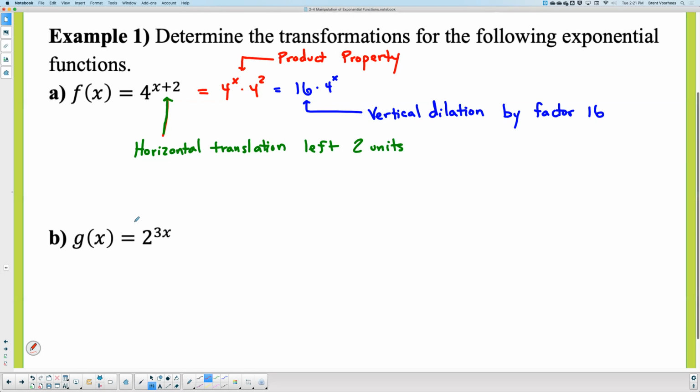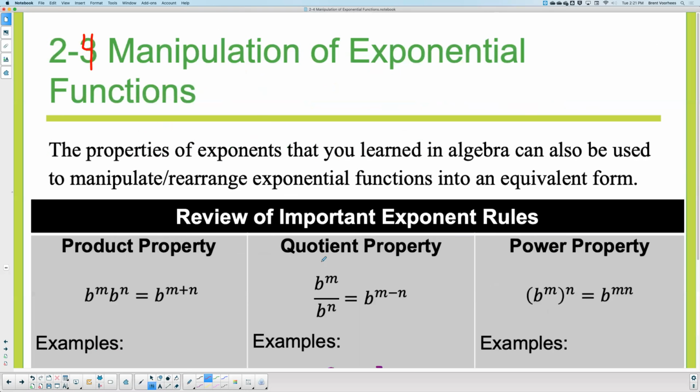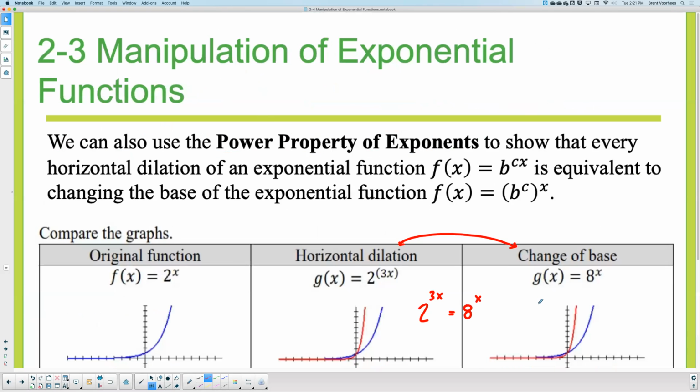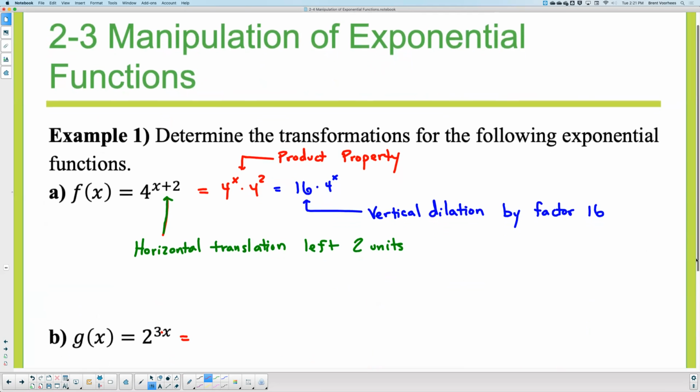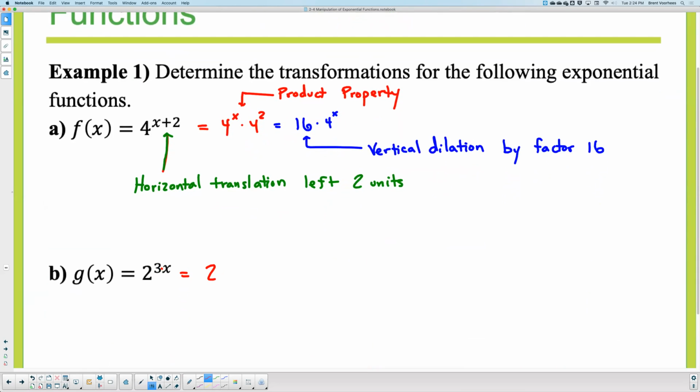According to the power property, what does it say you can do if you have a power that's multiplying? You're looking right at it. Power property. A power that's multiplying, what could you do? You could separate them as a power raised to a power. So what I'm going to do here is separate, and I'm going to put 2 cubed and raise that to the power of x.